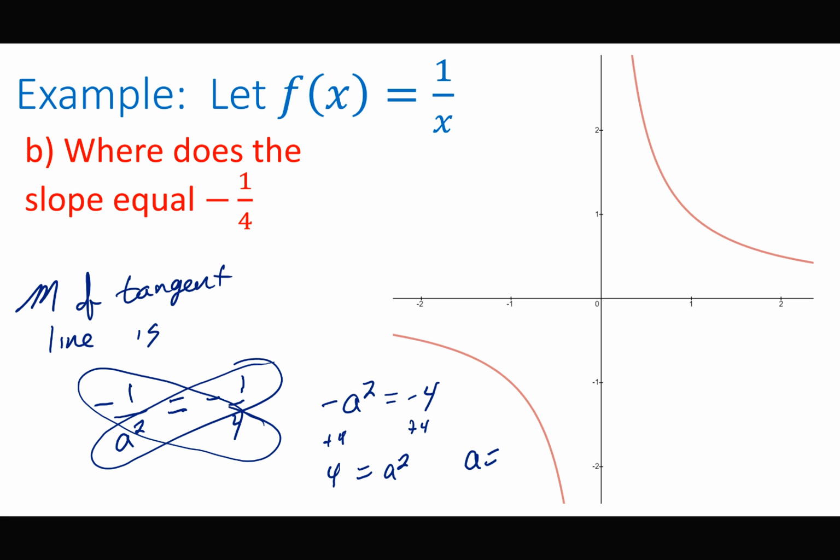Brady says 2. What about negative 2? Do not forget the plus minus. Okay? So a is plus or minus 2. So that means here at negative 2 at this point, and here at positive 2 at this point, the slope of my tangent line will have a slope of negative 1/4.